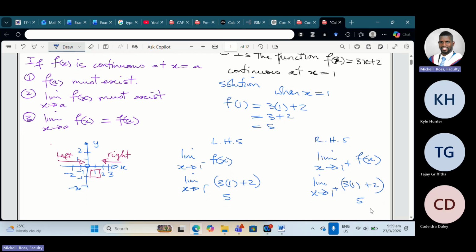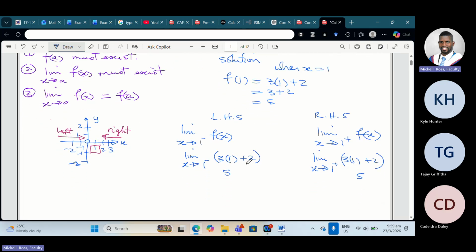And you remember when we do limits, you have direct substitution. Direct substitution is when you take the value of x to be equal to the number that it is approaching. So we say the limit as x approaches 1, so it's when x is equal to 1.